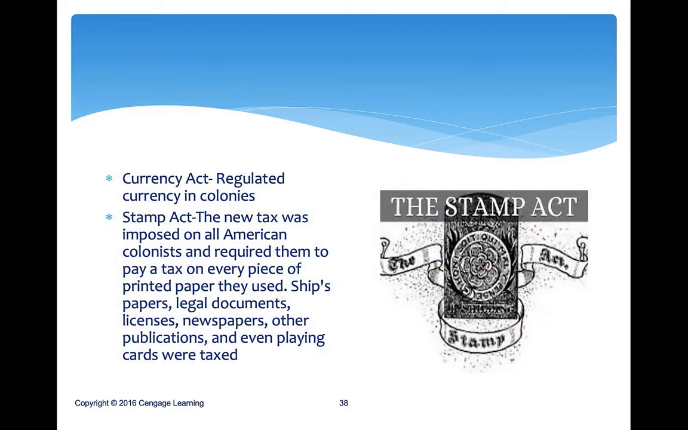We also had the Currency Act and the Stamp Act. The Currency Act regulated currency in the colonies. The Stamp Act was imposed on all American colonists and required them to pay a tax on every piece of paper they used, whether it was a ship's papers, some type of legal documentation, a license, a newspaper, or other publications. And even playing cards were taxed.